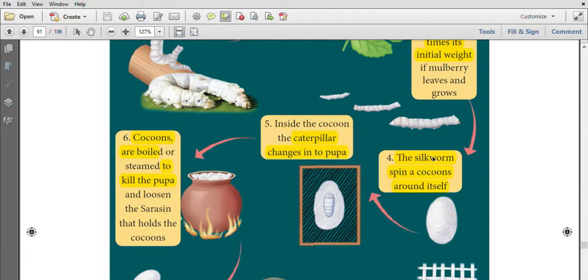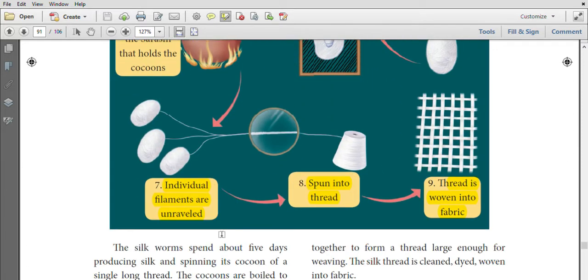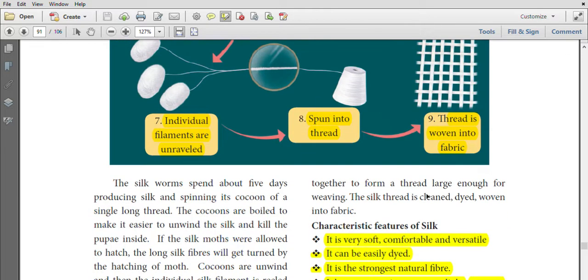The silkworm spins a cocoon around itself. Inside the cocoon, the caterpillar changes into a pupa. Cocoons are boiled to kill the pupa. Then individual filaments are unraveled. Unraveled means separated from the cocoon. Then the unraveled fiber is spun into a thread. The thread is woven into fabric.